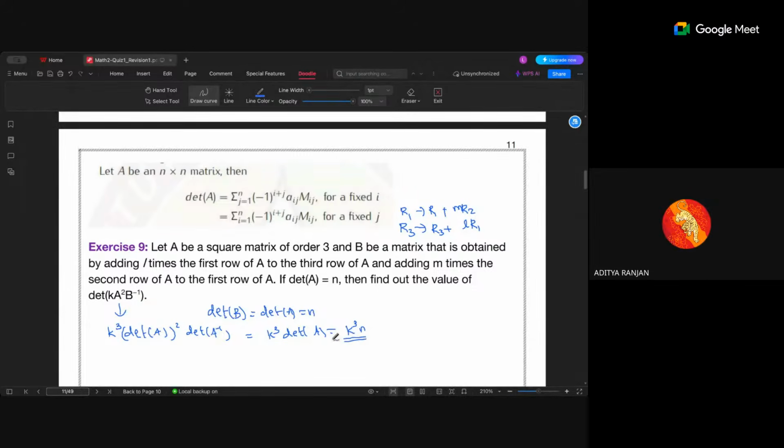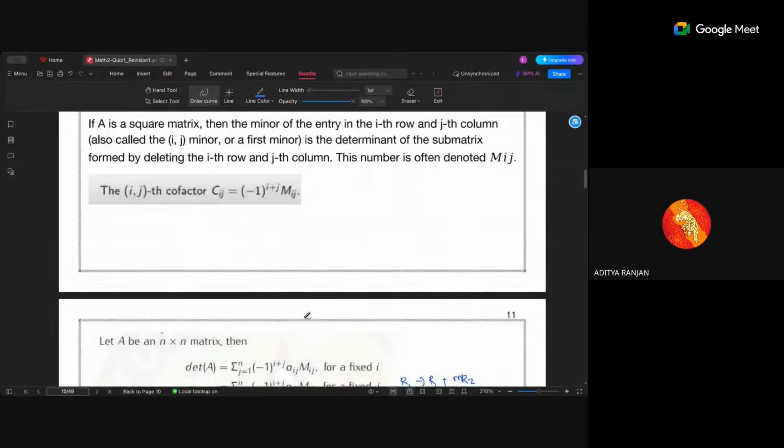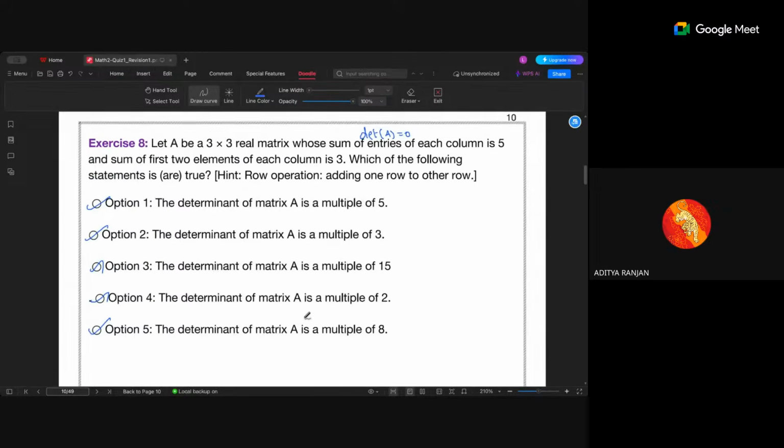Ma'am, can you discuss the previous questions once more? Which one do you want me to show? Previous questions, please. Yes, ma'am. This question. How is the determinant equal to 0?